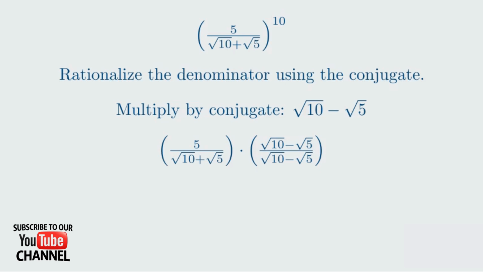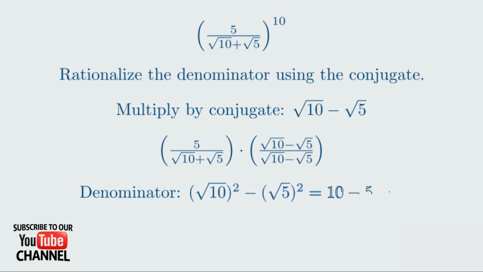The product of conjugates follows a special rule. A plus b, a minus b, equals a squared minus b squared. In our case, a is square root of 10 and b is square root of 5, so the denominator becomes square root of 10 squared minus square root of 5 squared, which simplifies to 10 minus 5, or just 5.